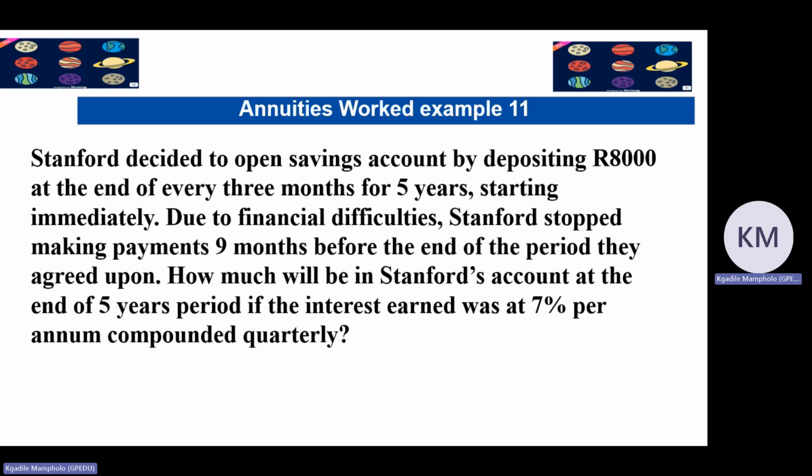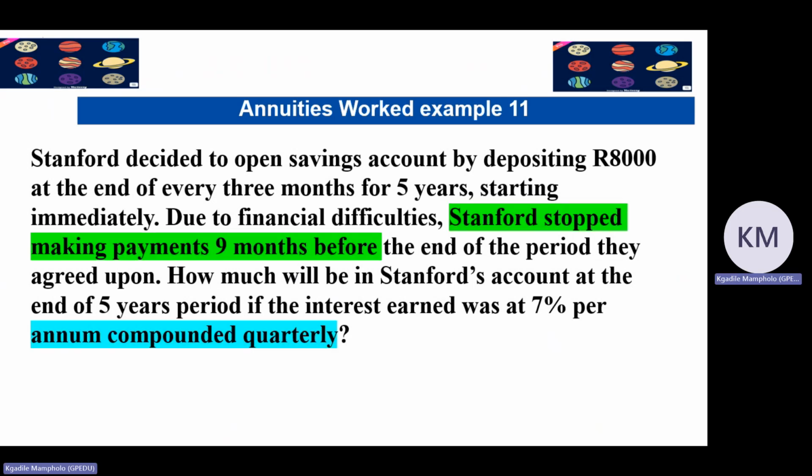Stanford decided to open a savings account by depositing 8,000 at the end of every 3 months for 5 years, starting immediately. Due to financial difficulties, Stanford stopped making payments 9 months before the end of the period they agreed upon. How much will be in Stanford's account at the end of the 5-year period if the interest earned was at 7% per annum compounded quarterly?